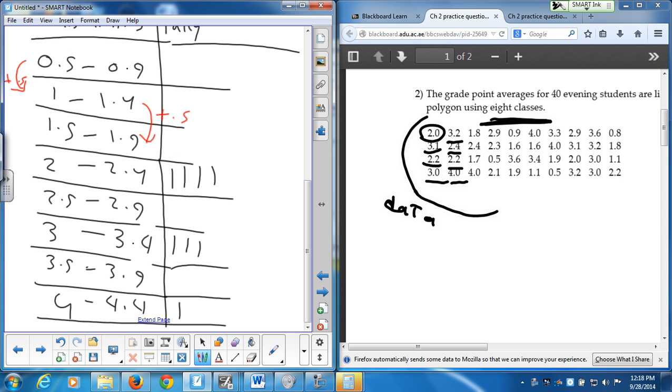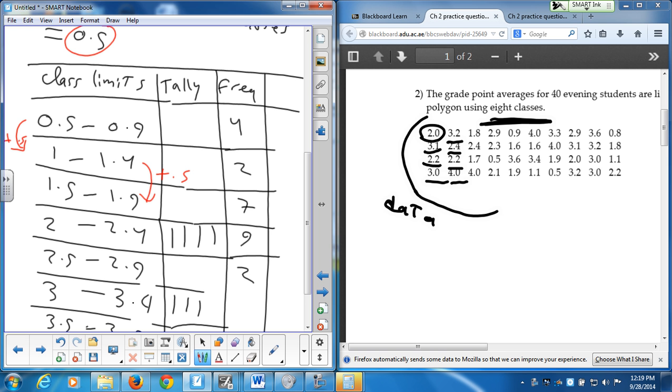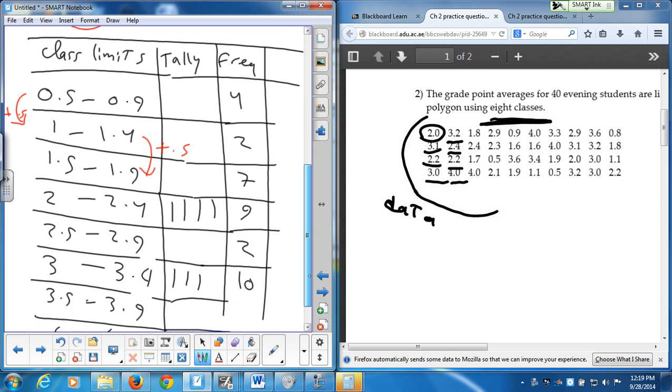And then I keep doing this. Did anyone do this until the end? Yeah. Okay, can you tell me the frequency now? When we finish this till the end and we do the frequency, the first class is 4, 2, 7, 9, 2, 10, and then 2.